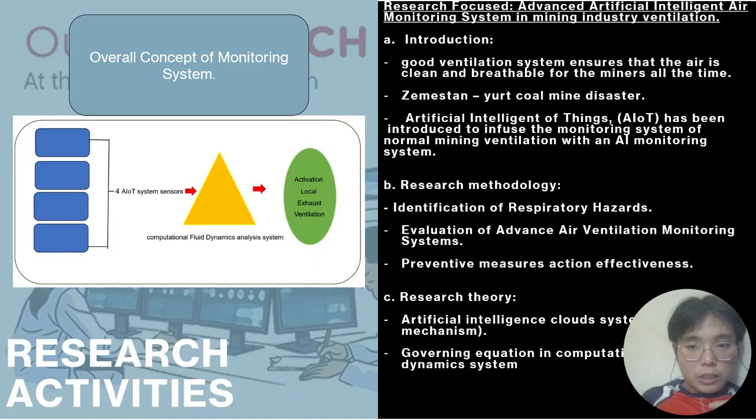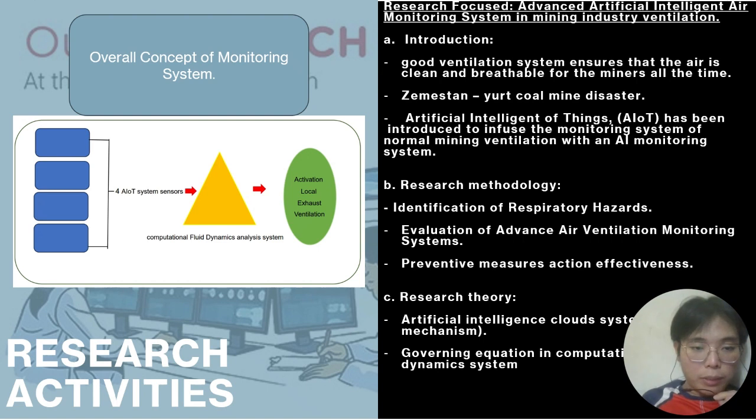In these research activities, the research that has been conducted focuses on the advanced artificial intelligence air monitoring system in mining industry ventilation. This system acts as the main topic of our research for the prevention of respiratory diseases.